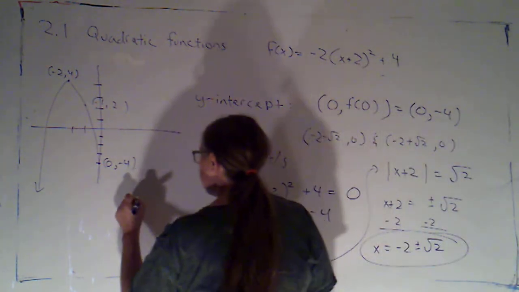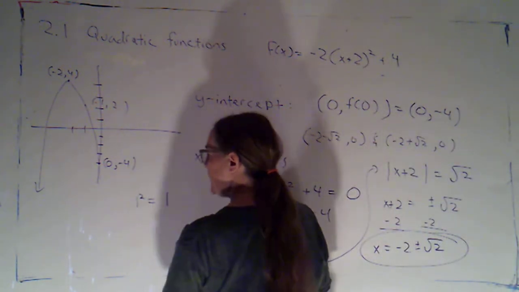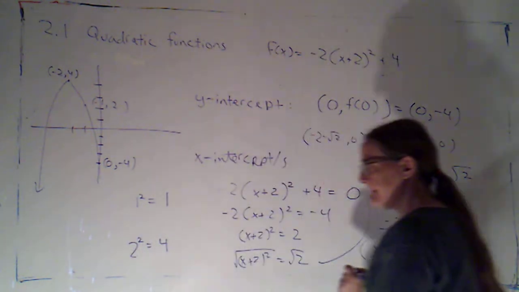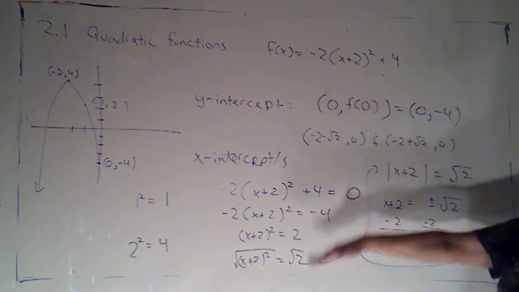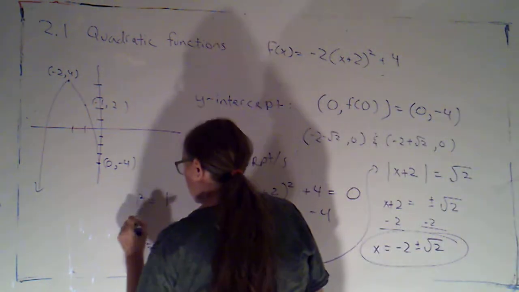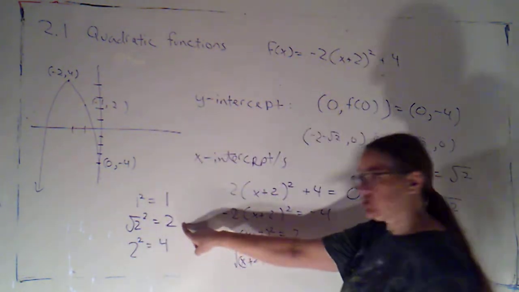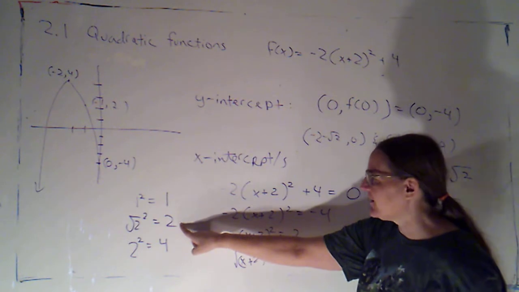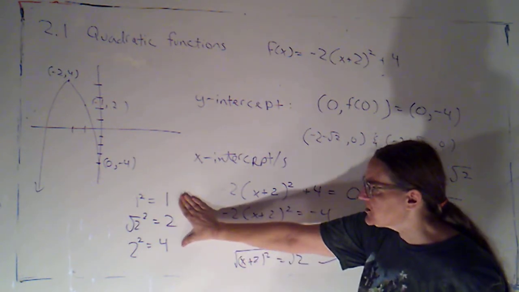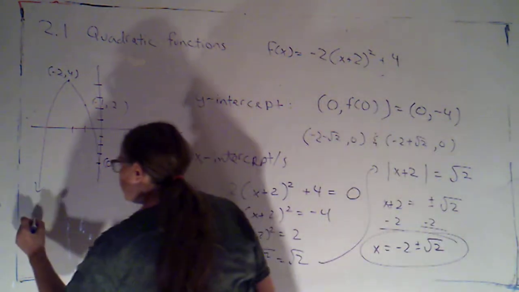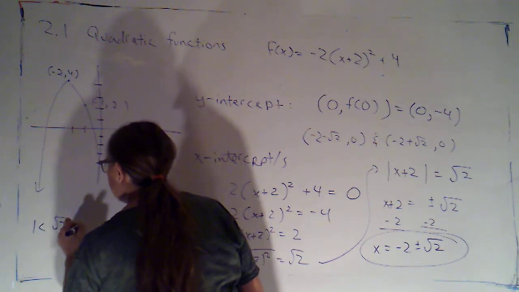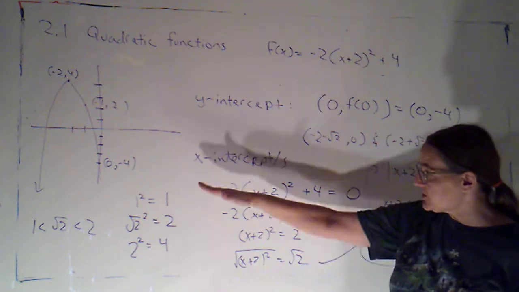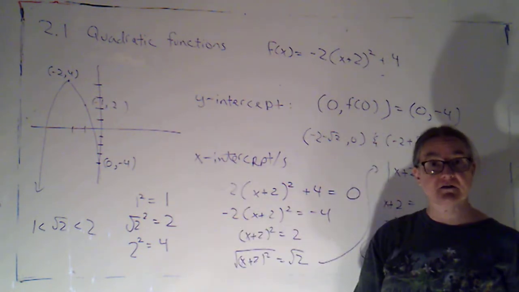Well, notice that 1 squared would be 1. 2 squared would be 4. 2 is in between those numbers. Root 2 squared would give me 2. Okay, whatever number's under the radical, that's what I get when I square it. If that's in between 1 squared and 2 squared, that tells me that root 2 is in between 1 and 2. And I can figure that out without a calculator by just looking at what perfect squares it falls in between.